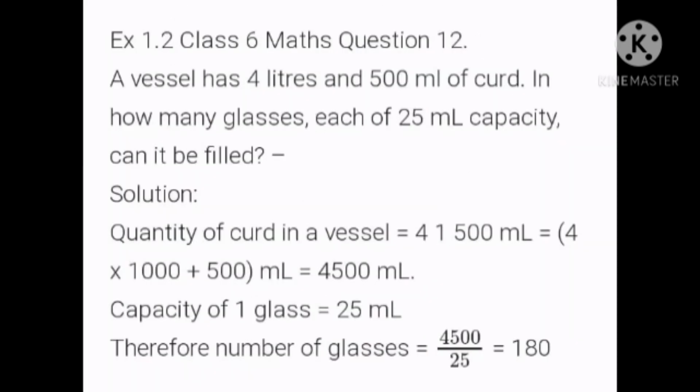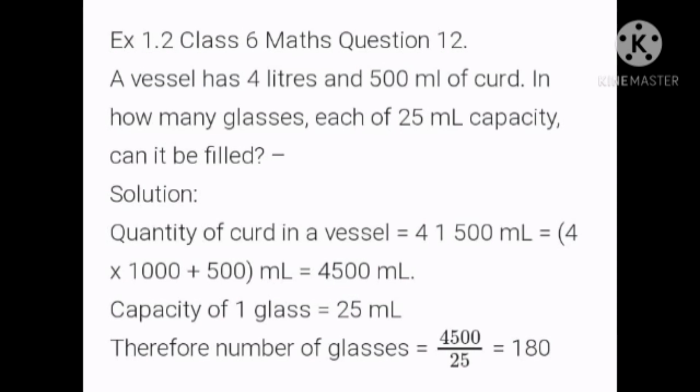The 12th question. A vessel has 4 liters and 500 milliliter of curd. In how many glasses each of 25 milliliter capacity can be filled? So first our step is to convert the liter into milliliter. 4 liter 500 milliliter. 4 into 1000 gives you 4000. 4000 plus 500 milliliter gives you 4500 milliliter.